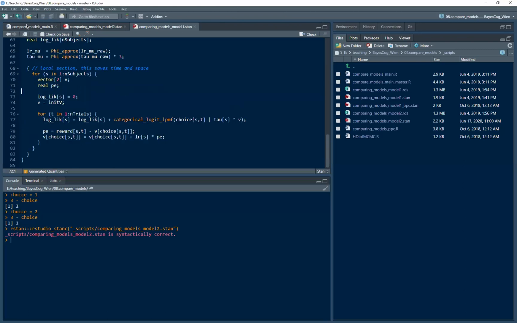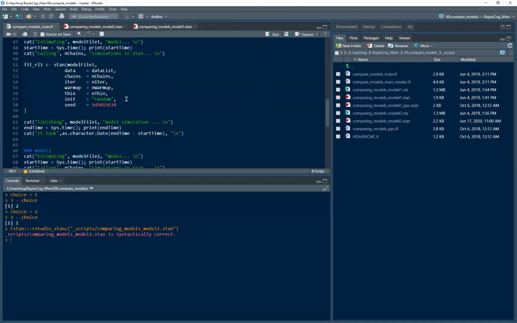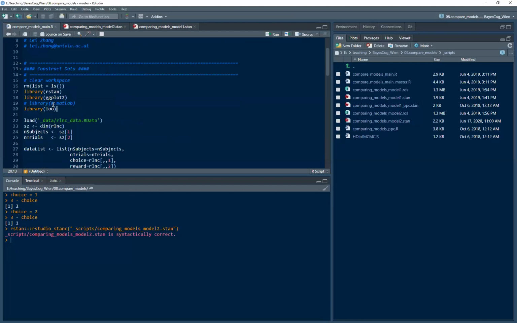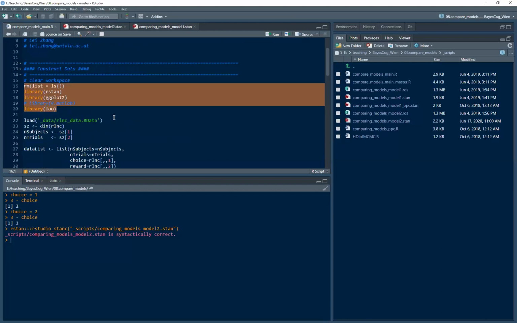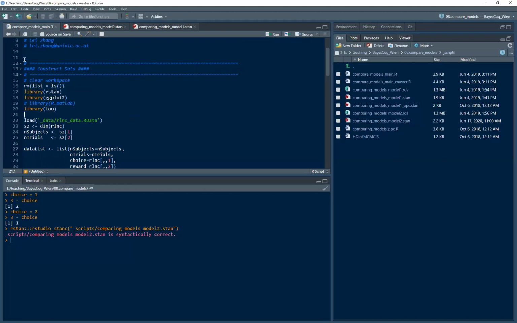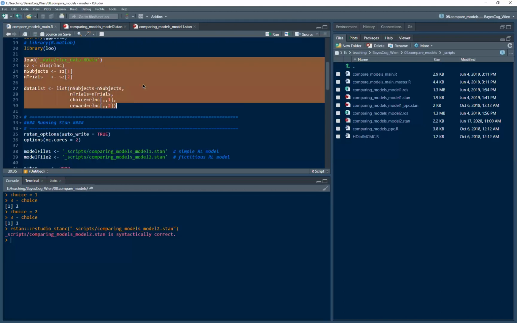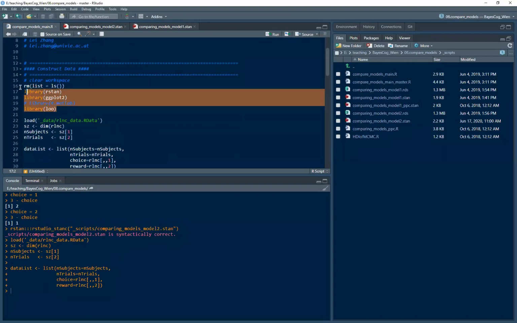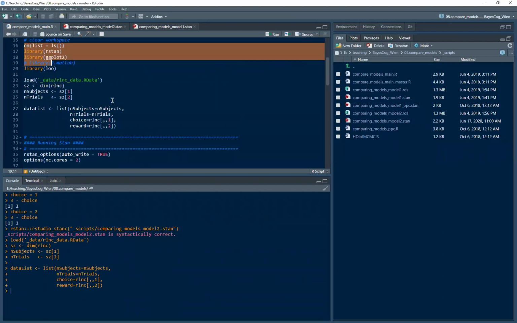Good. Now we go to the main file, because we call the model from R, from the main file. At the beginning, we load quite a few libraries. Then I load the data, and we put everything in the data list, because Stan only takes a data list. Well, maybe here I have to do this.